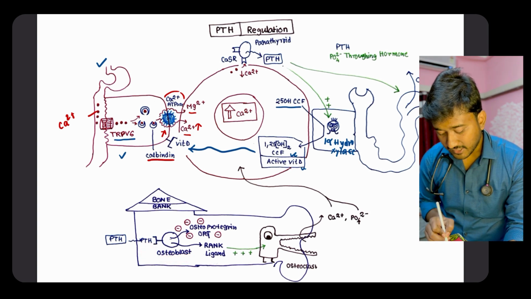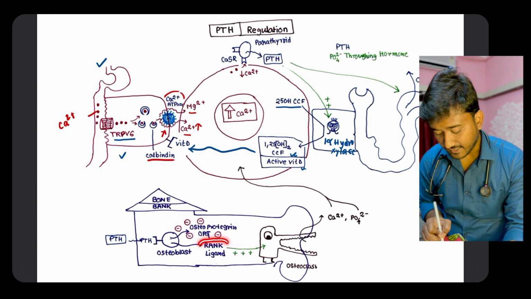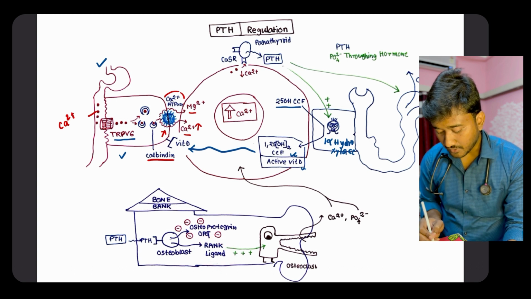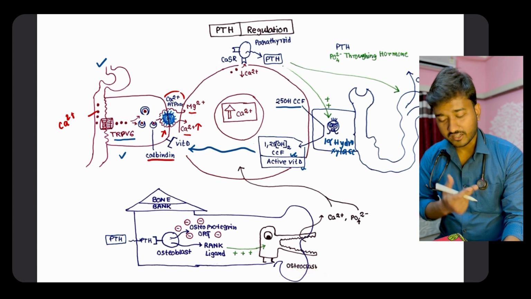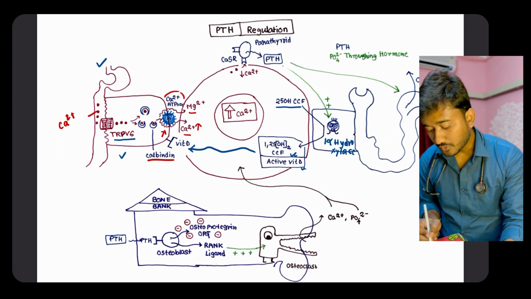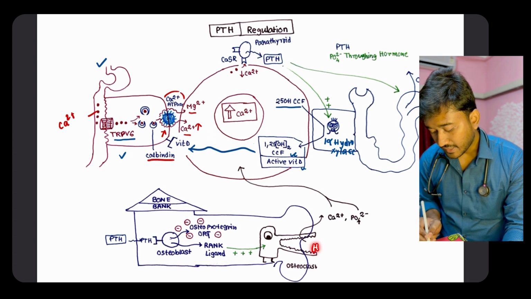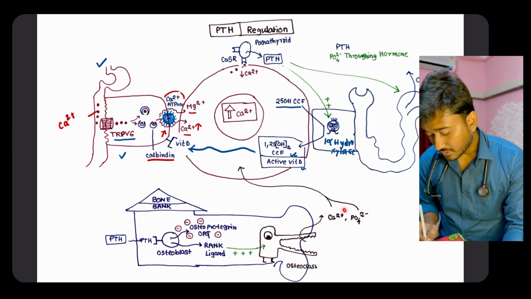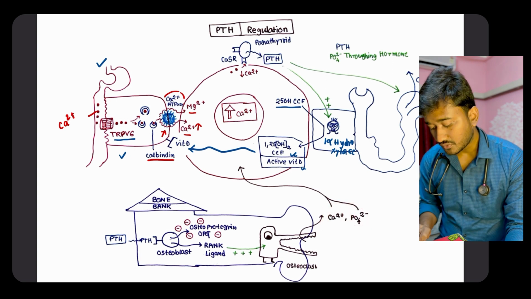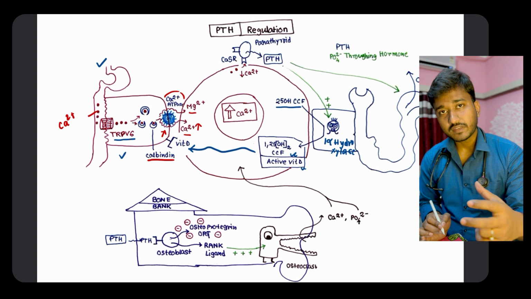So osteoblast releases another substance which is called RANK ligand. This RANK ligand goes and stimulates osteoclast. Clasts are like the cutter, they are bone cutters. They cut the bone with acidic pH, and eventually that leads to an increased amount of calcium and phosphate mobilization from the bone. So they mobilize calcium as well as phosphate.